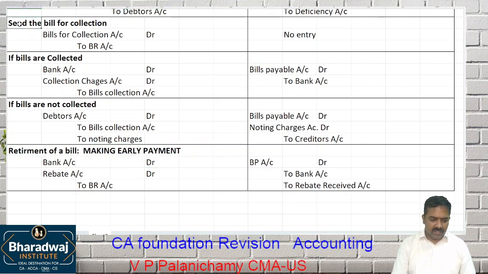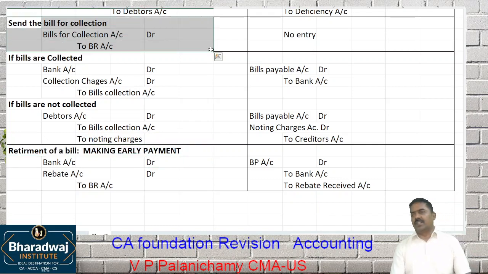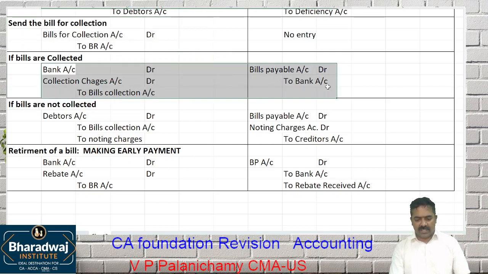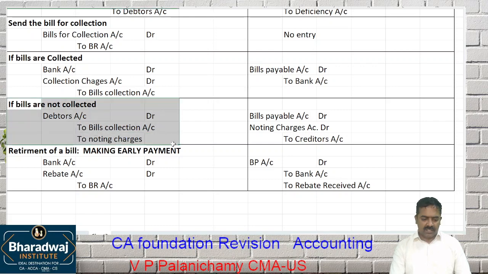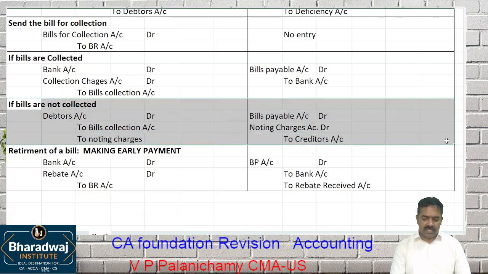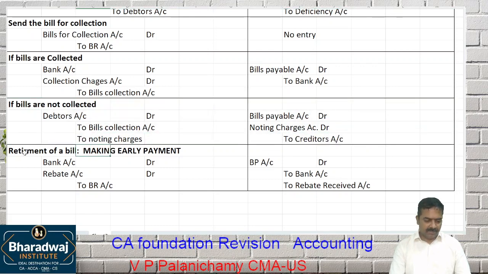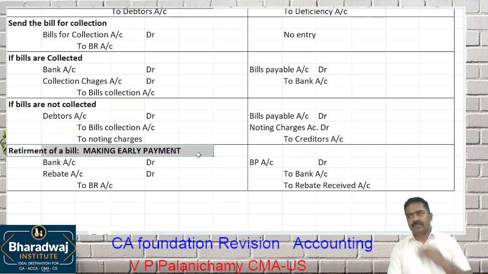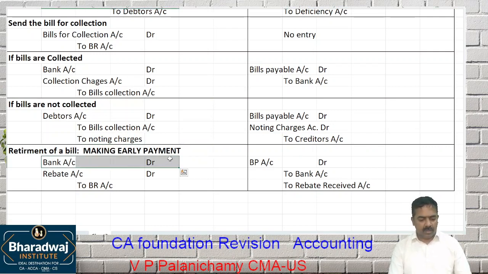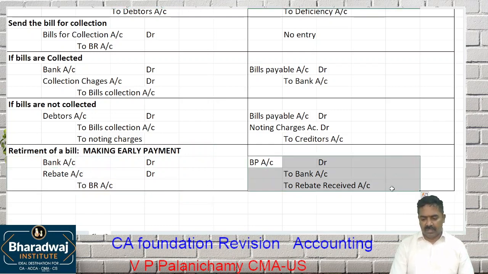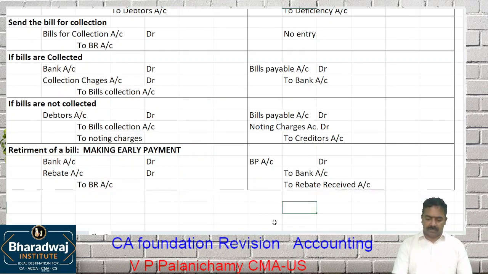So once again, sending the bills for collection, account debit to which account? Bills receivable account. Then when the money is collected, after the collection charges, the bank will be debited. If bills are not collected, then noting charges, order cancel பண்ணுங்க. What do you mean by retirement of a bill? Making an early payment. Bank account debit, rebate account debit to which account? Bills receivable account. Okay, from the other party, I receive the rebate.